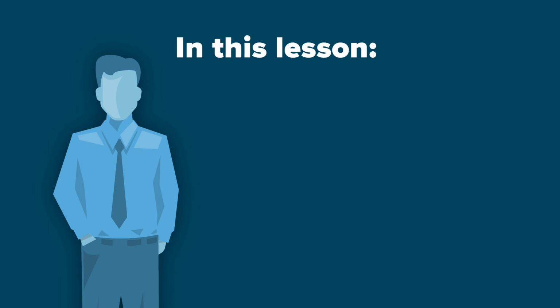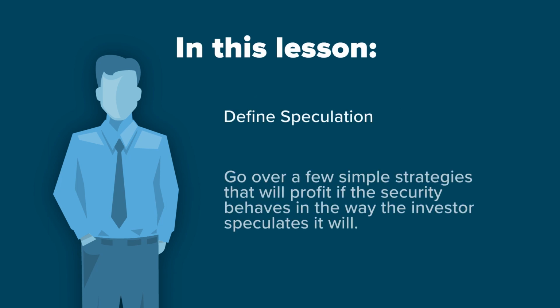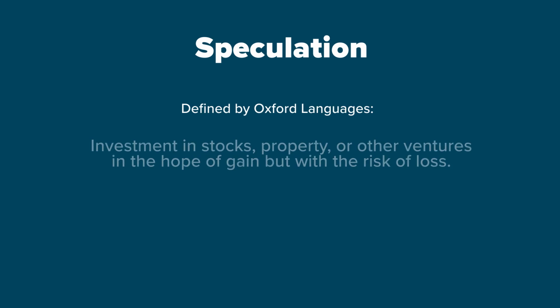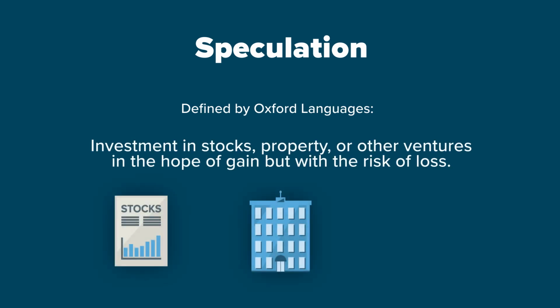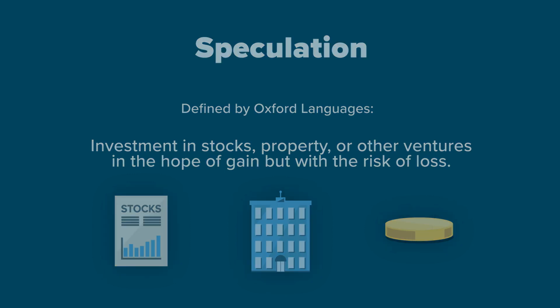In this lesson, we will define speculation and go over a few simple strategies that will profit if the security behaves in the way the investor speculates it will. Speculation, in financial terms, is defined by Oxford Languages as investment in stocks, property, or other ventures in the hope of gain but with the risk of loss.